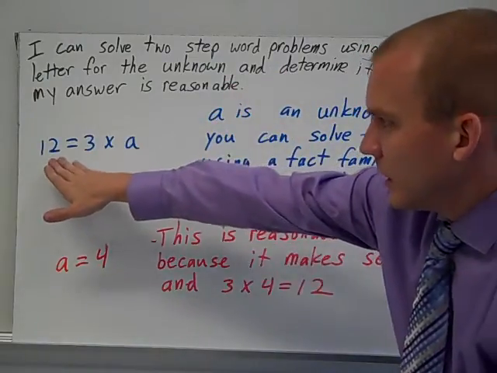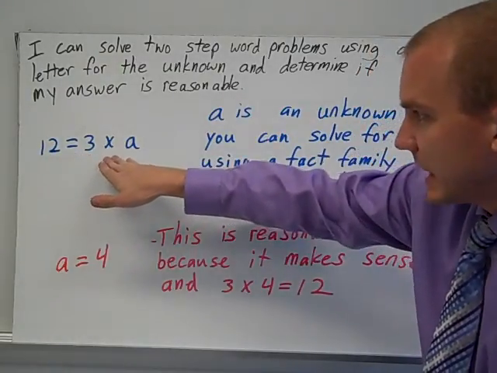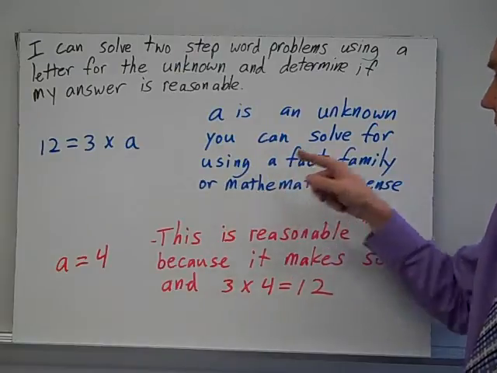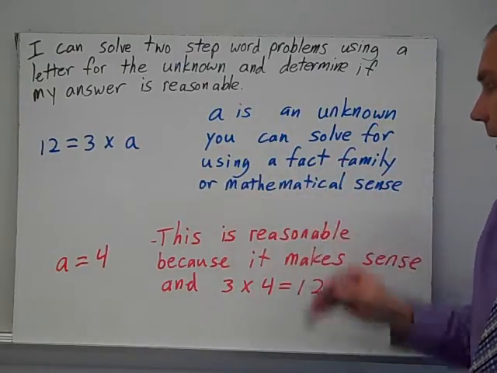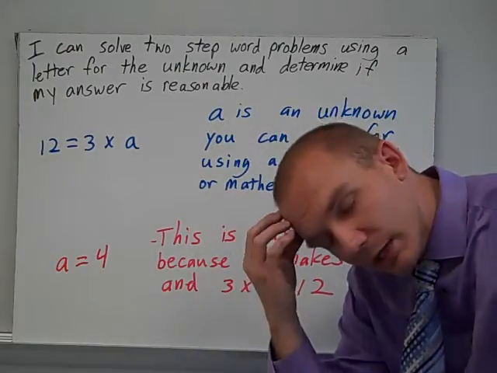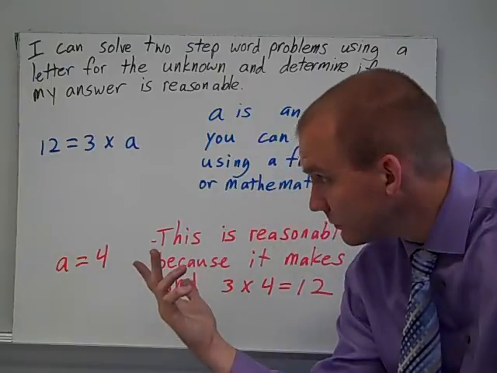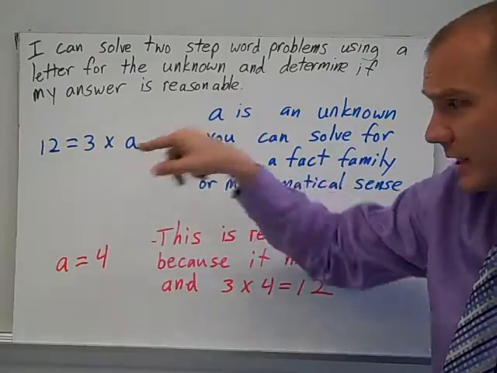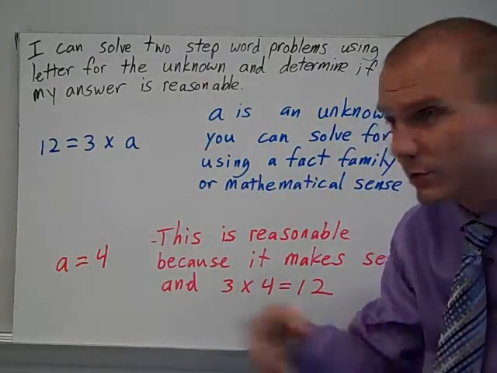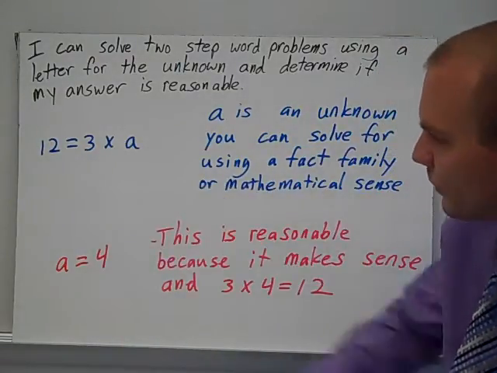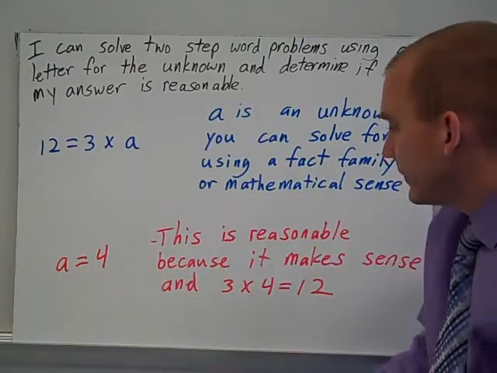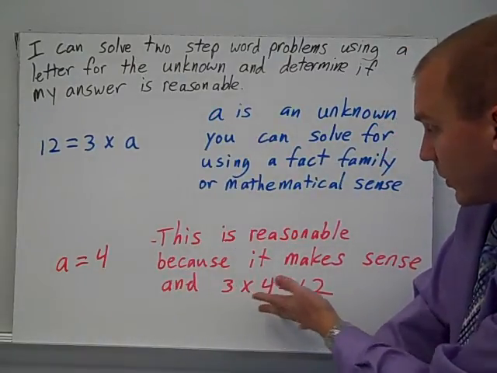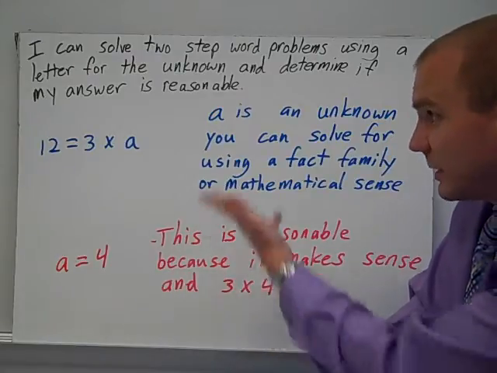So again, let's take a look at this. 12 equals 3 times a. Well, in this case, a is an unknown you can solve for using a fact family or mathematical sense. You might think, what times 3 equals 12? Or I could think 12 divided by 3 equals what? In this case, a equals 4. This is reasonable because it just makes sense, and 3 times 4 is 12. 12 divided by 3 equals 4.